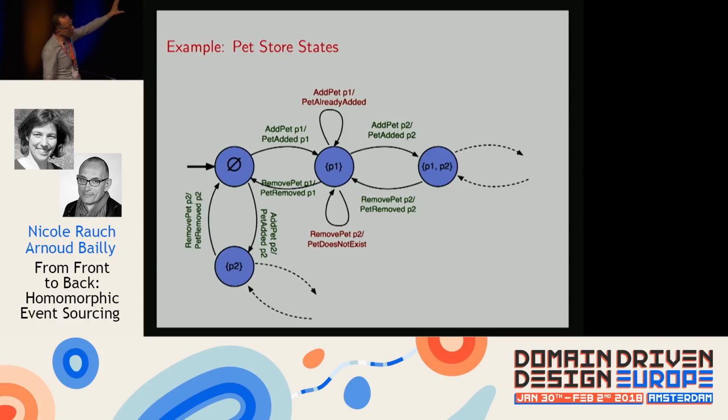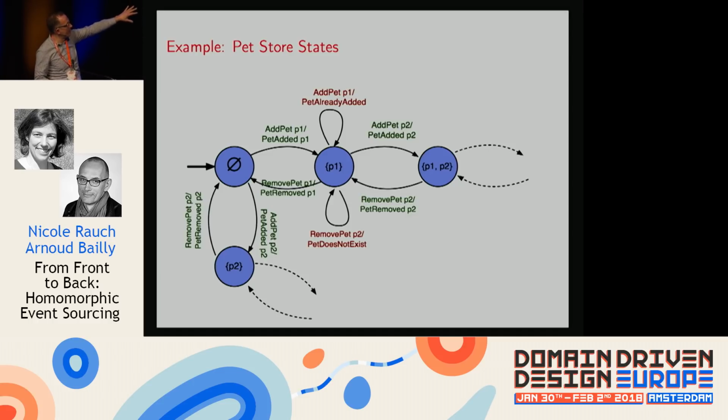And what's interesting here is that we can see the different roles that commands and events play. For example, if I'm in the state marked P1 and I try to add pet P1, then the output generated is an error, obviously. By construction, that's part of the definition of my language and hence of my model: I cannot add a pet that's already in the system. And the same if I try to remove a pet that doesn't exist.